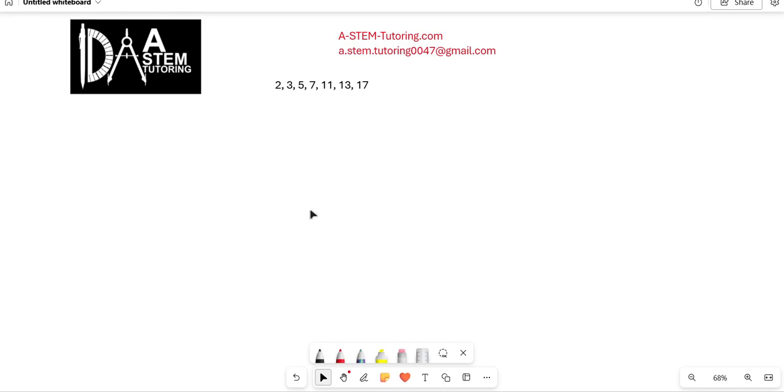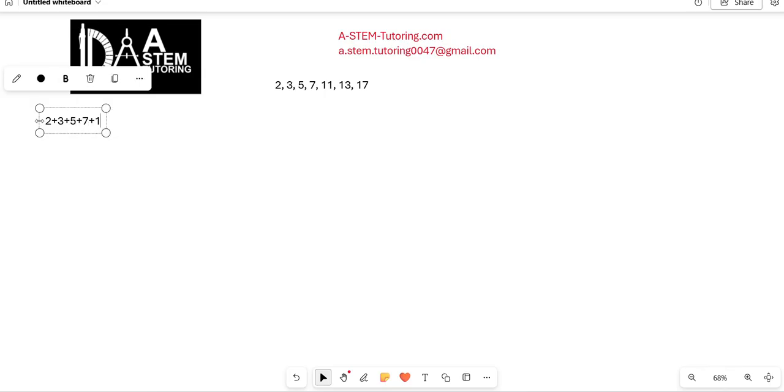Okay, so first of all, the mean. Most of you are already familiar with this, but I'll go over it just as a refresher. To find the mean, first we add up the individual values. 2 plus 3 plus 5 plus 7 plus 11 plus 13 plus 17. Let's see, 2 plus 3 plus 5 is 10. 7 plus 11 is 18. And 13 plus 17 is 30. So 10 plus 18 is 28, plus 30 more is 58. There are 7 numbers, so we do 58 divided by 7.